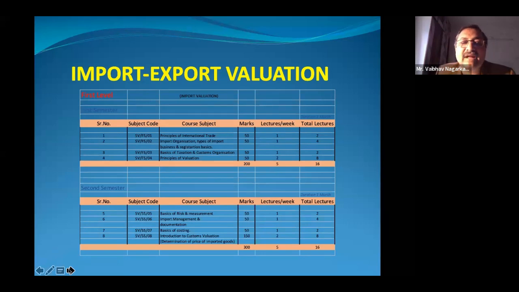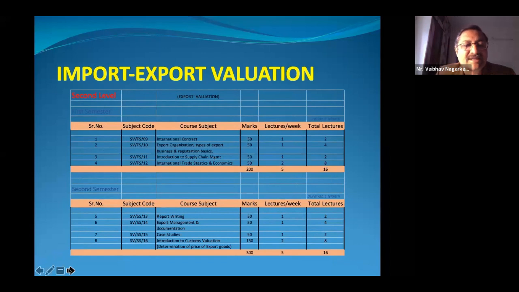So semester 1 will have 200 marks, semester 2 will have 300 marks. So total 500 marks. Lectures per week would be 1, and there will be a total of 16 plus 16, 32 lectures. So normally this import course will be completed in 3 months. And like the import course, the export course will also be divided into 16 plus 16 lectures for marks 200 plus 300 in 2 semesters, that is semester 1 and semester 2. 8 subjects will be there.